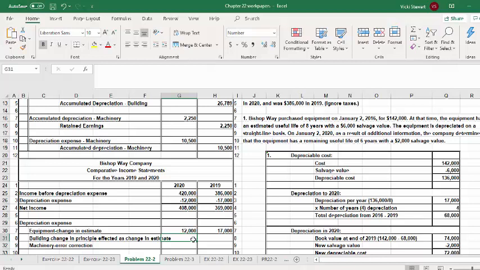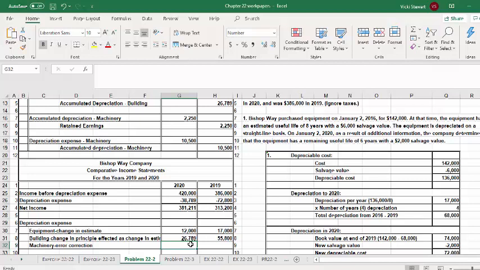The same is true for the change in principle for the building from double declining balance to straight line. We consider that as a change in principle effected as a change in estimate. So this year we would record the straight line amount of $26,789, but we would not change the amount that had been reported under the double declining balance in 2019, which was $55,800. For the machinery, though, that was actually an error.